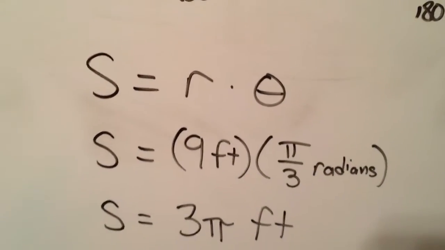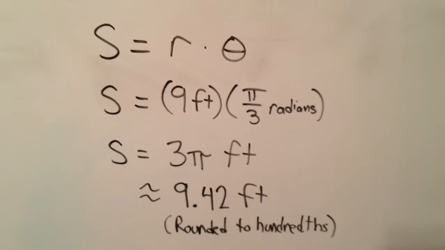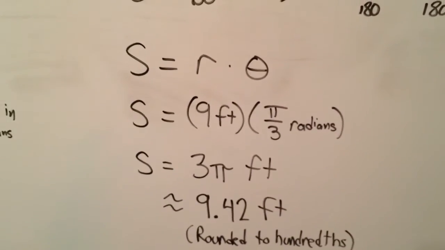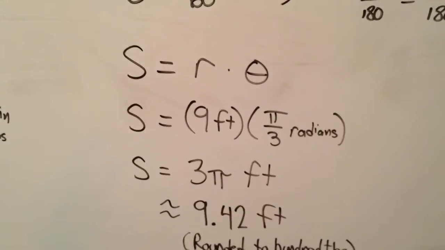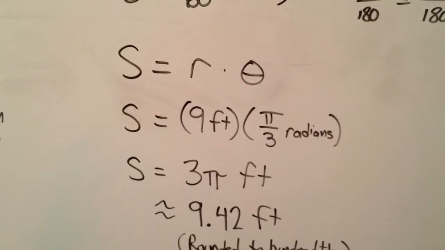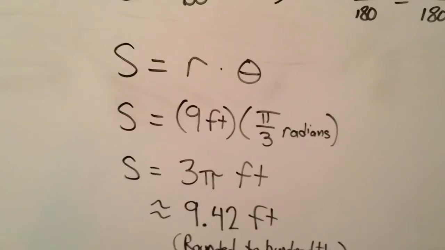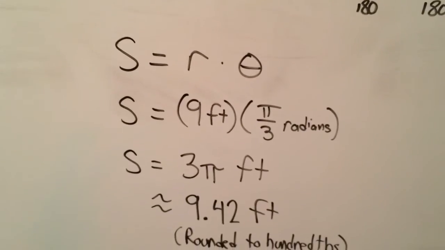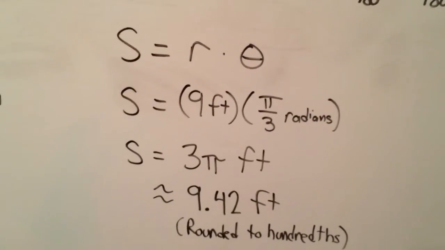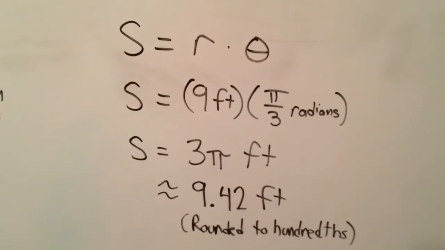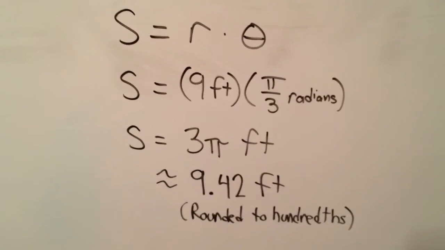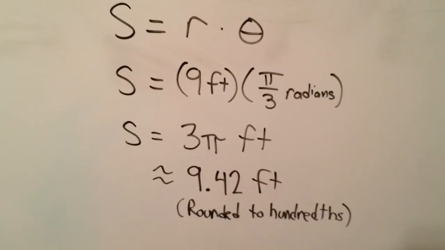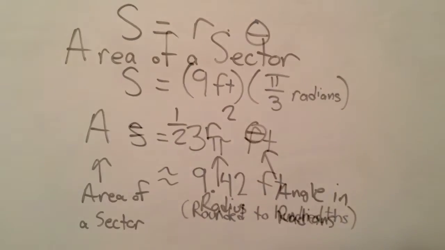By plugging it into my formula, S equals R times theta, the radius is 9 feet, and the angle is pi over 3 radians. 9 times pi over 3 is 3 pi, written in exact form. Or if I round the answer to the nearest hundredths, it would be 9.42 feet.